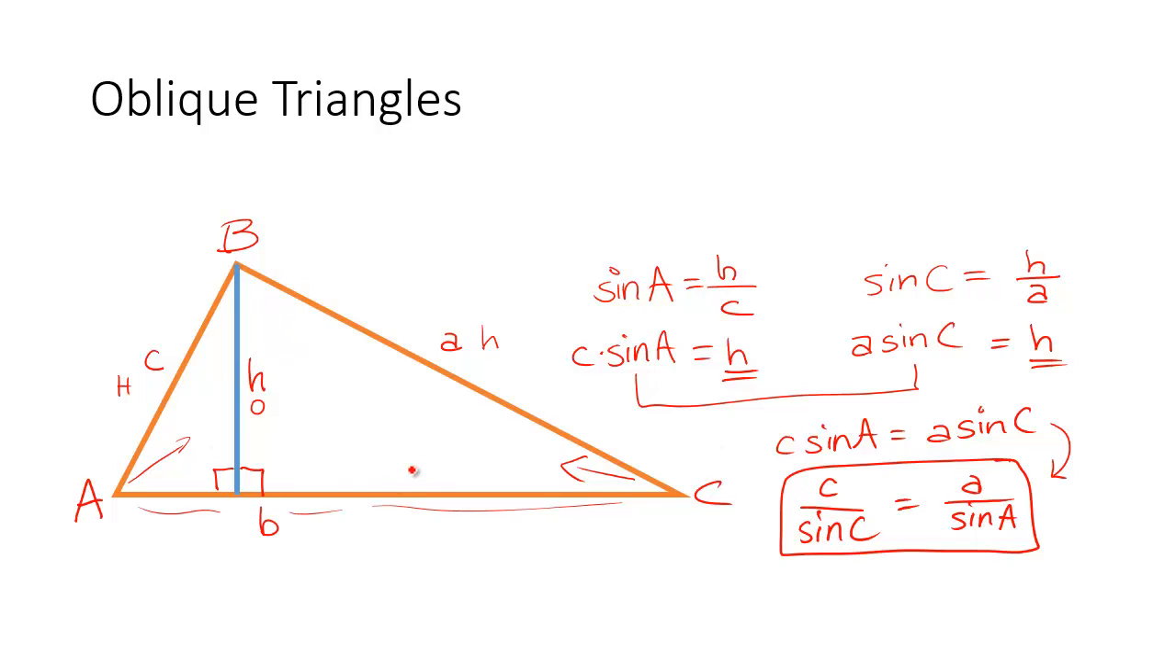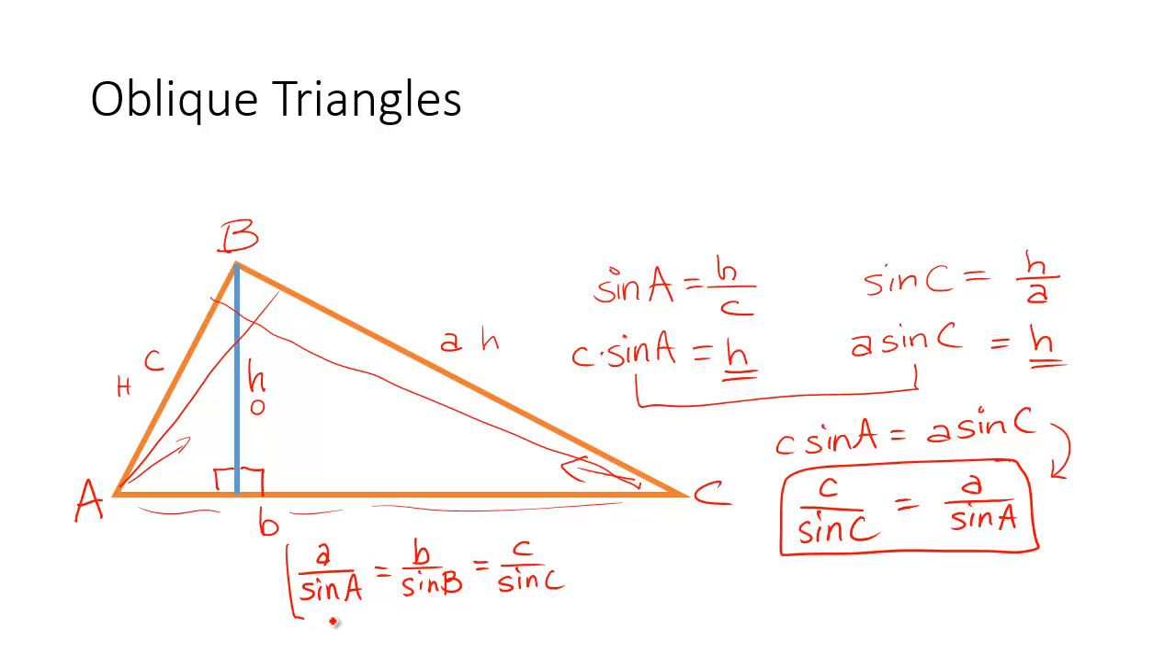Now if you flipped this triangle around and did the same process with the other side, so saying the height being here or the height being here, you'd end up getting all the other parts. So what ends up happening is you end up finding out that a to sine A is the same proportion as b to sine B is the same proportion as c to sine C.